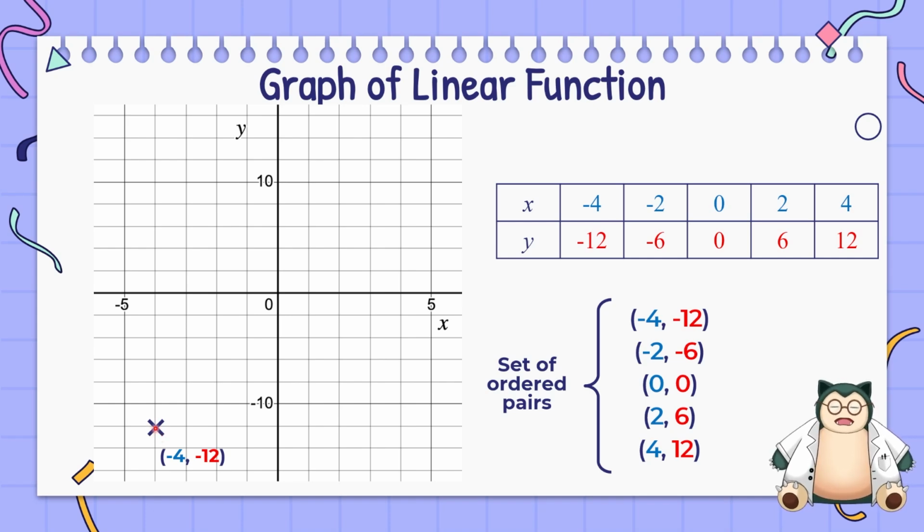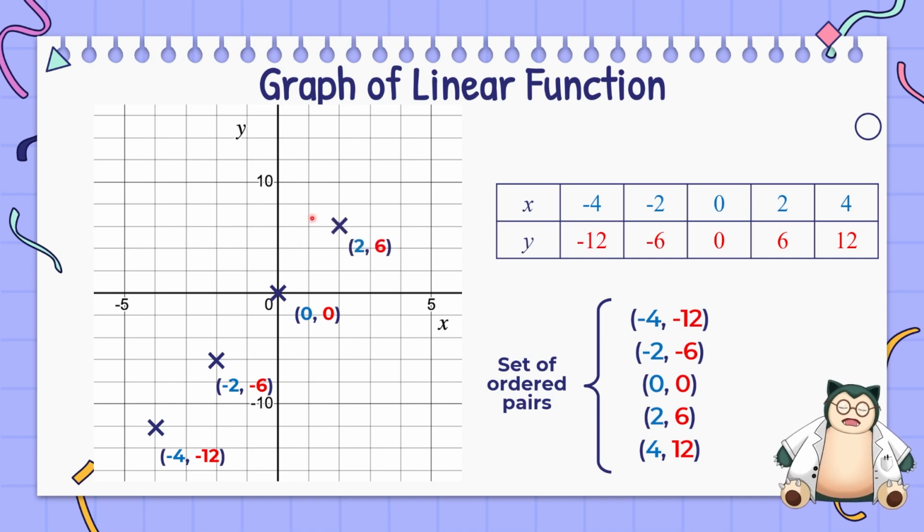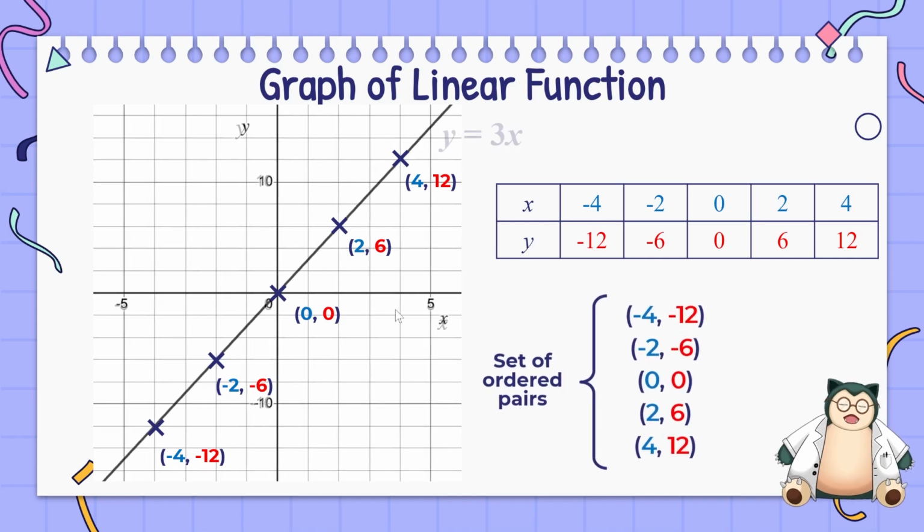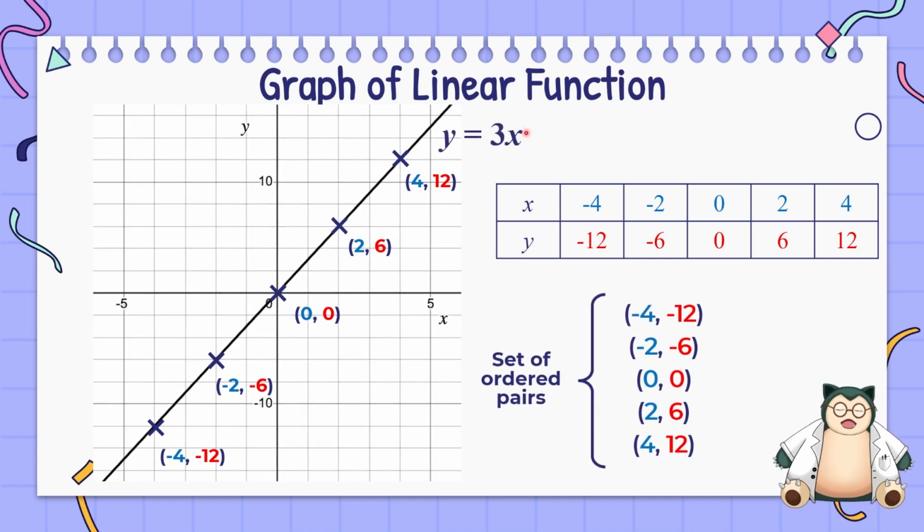Next thing, we can do the same for -2, -6. So we first go to our x-axis, we go to -2, then we go down to -6. -6 should be over here, and this is our next point. Okay, of course the third point, 0, 0, right, dead center in the graph. We can do so on and so forth for 2, 6 as well as 4, 12. Now, do you notice there's a pattern between all of these 5 points? Correct. They form a straight line. And in this case, this straight line is represented by the linear function y equals 3x.